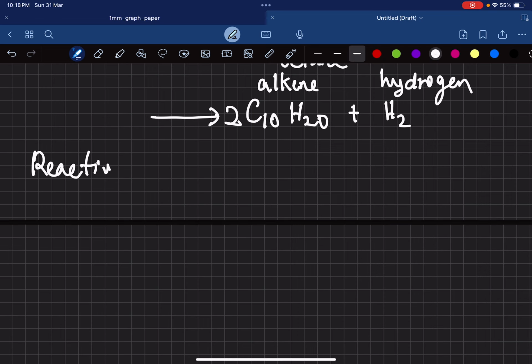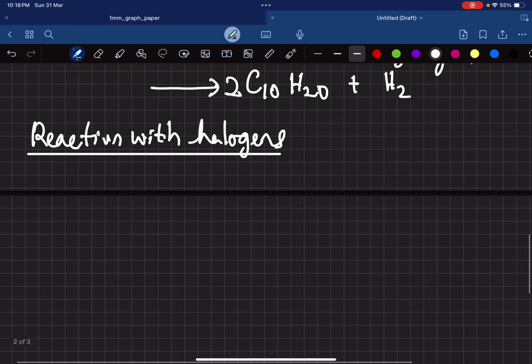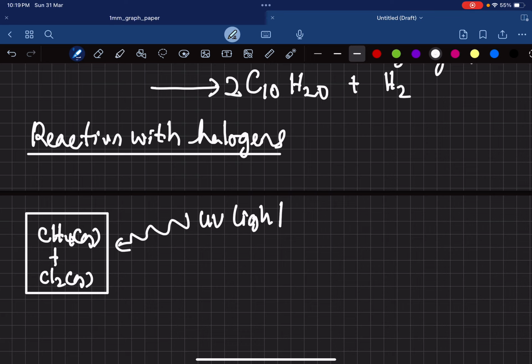Okay, now let's move on to the next part, which would be reaction with halogens. Okay, let's look at reactions with halogens. Now, whenever we have an alkane, let's say you put an alkane into a container. Let's say you put methane gas and you mix it up with chlorine gas, right? And you put some UV light.